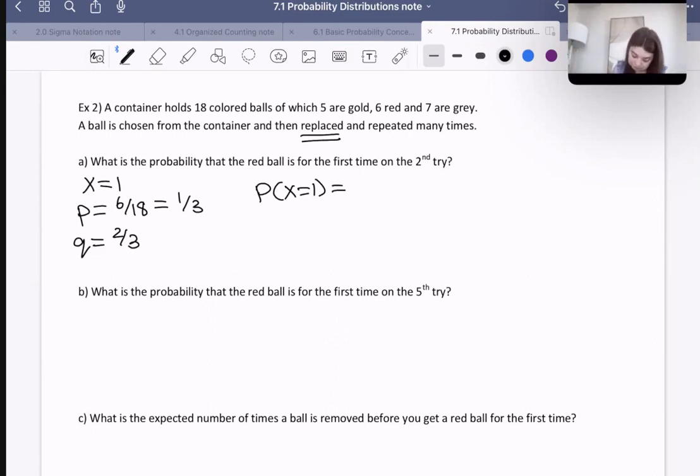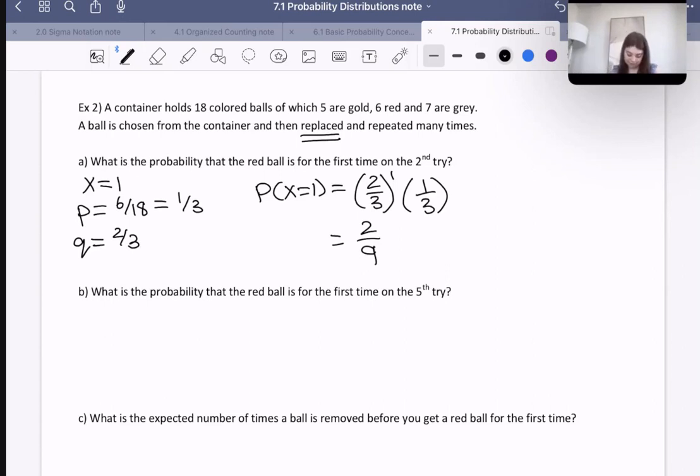Well, that's going to be 1/3 to the power of 1, or sorry, I guess I should put this in the right order. Not that it actually matters, but let's put it in the right order anyway. It's going to be 2/3 to the power of 1 times 1/3, which is equal to 2/9. So in other words, it could happen, but not that likely a chance, right? There's just too many other possibilities that could happen.